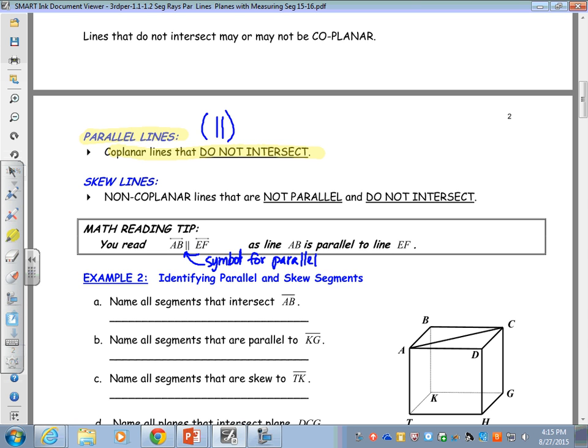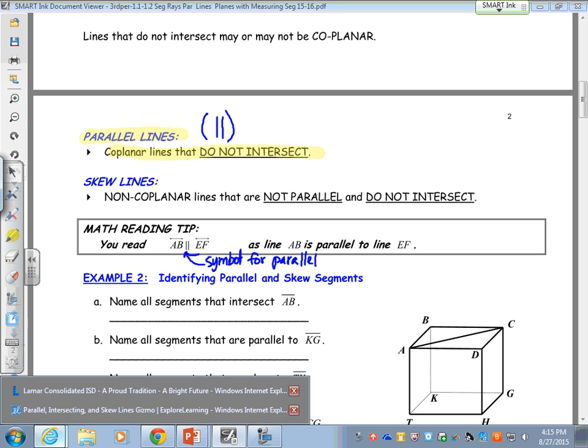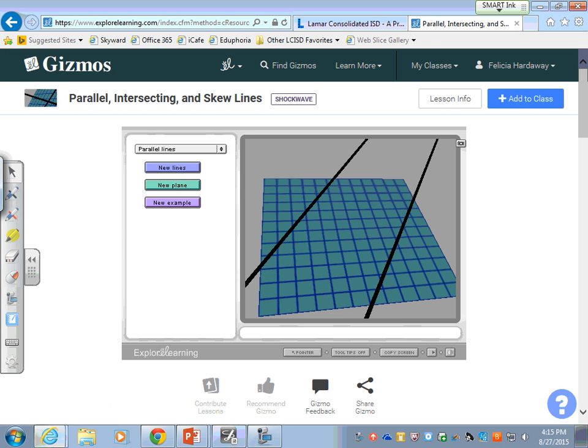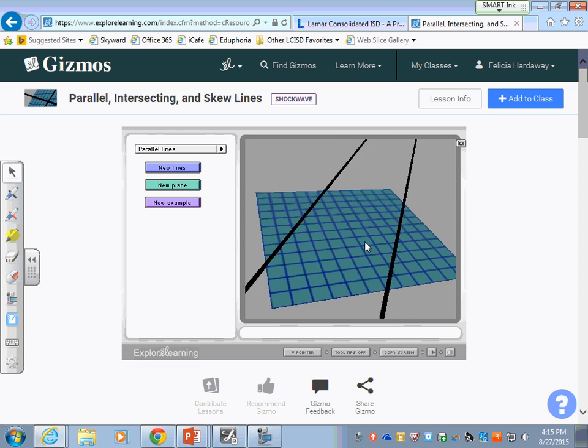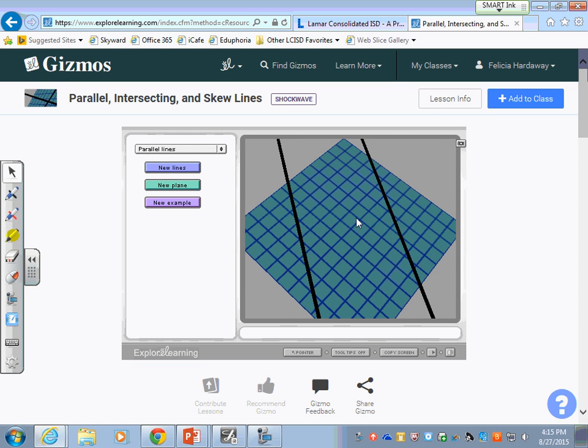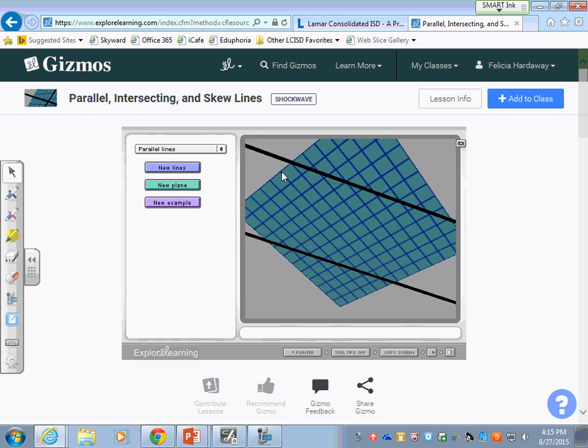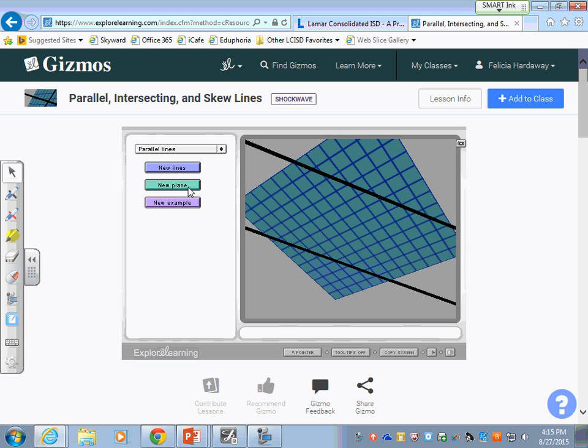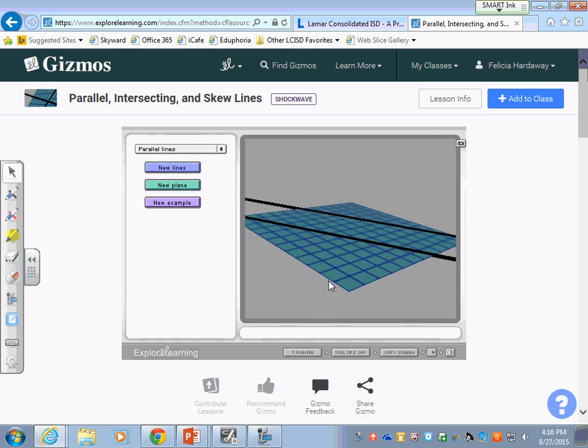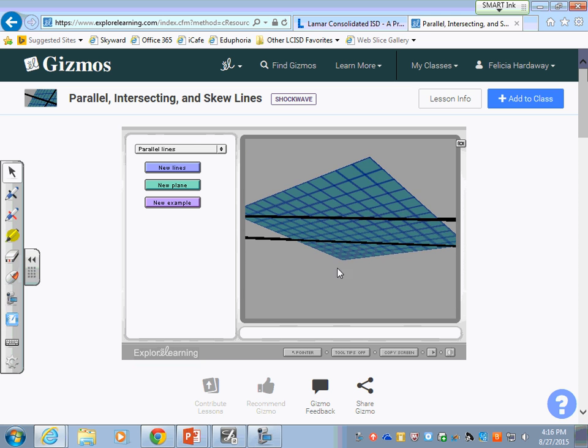Now, I have this little gizmo I kind of want to show you, and I'll try to have it running. So we have here our parallel lines on the same plane, so they're coplanar. And what they wanted you to see is that no matter how I rotate this, they're never going to intersect, all right? Now, I can add a new plane here. Oh, it's not going to let me do that. I can change my lines like that.